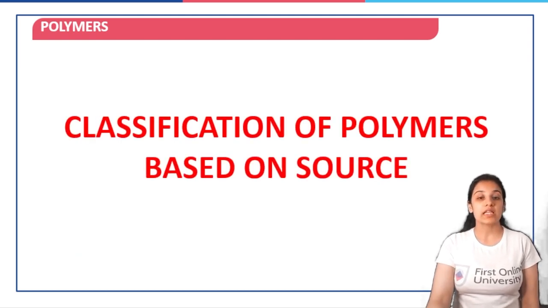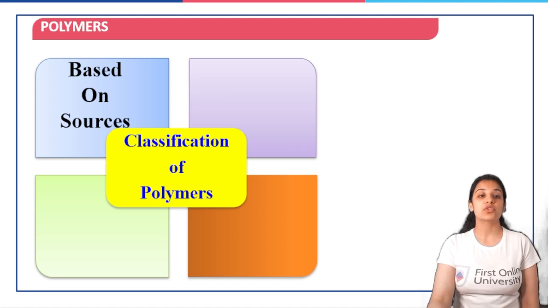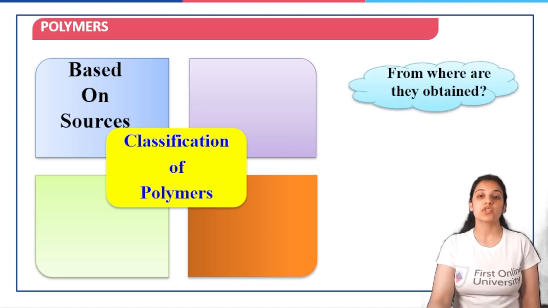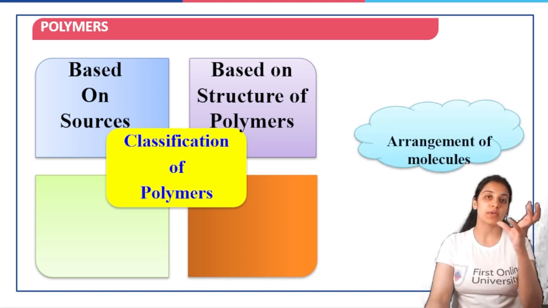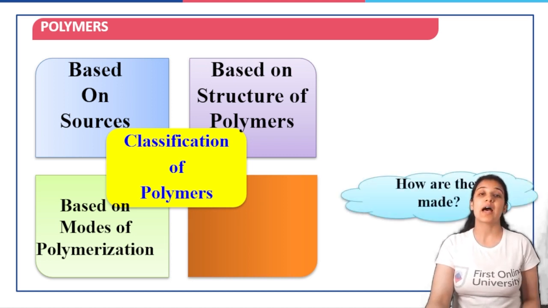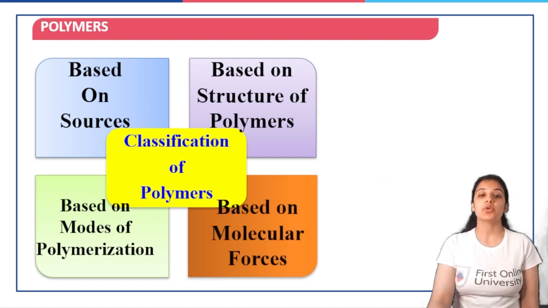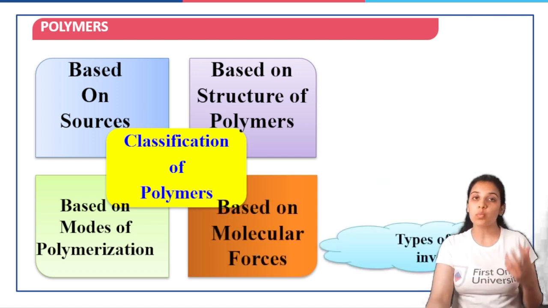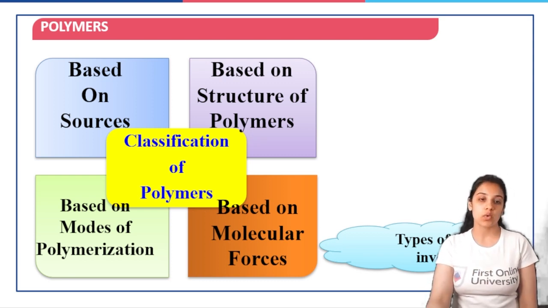Next, we move on to the classification of polymers, and the first classification will be on the basis of the source of these polymers. So classification of polymers is going to be on the basis of sources, that is from where they are obtained, on the basis of the structure of the polymers, that is the arrangement of the monomers. Then we have based on the modes of polymerization, that is how they are made, which mode, addition or condensation, etc. And lastly, based on molecular forces, what type of forces are involved, like is it hydrogen bonding or is it van der Waals forces? Okay, so these four classifications is what we are going to study.